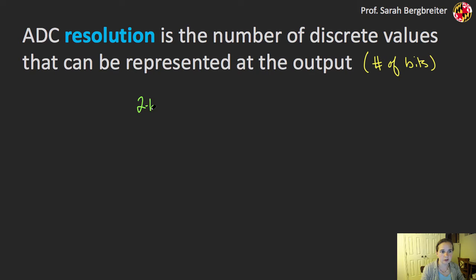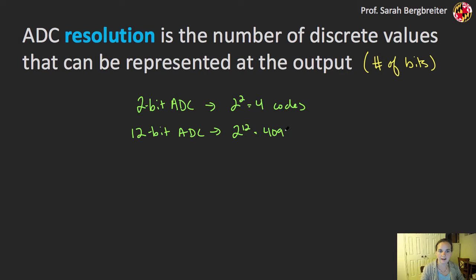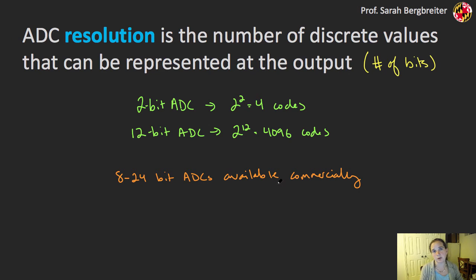So for example, a 2-bit ADC would have 2 to the 2 or 4 output codes. And similarly, a 12-bit ADC would have 2 to the 12 or 4096 output codes. So the resolution of these two ADCs would be 2-bit and 12-bit respectively. Ultimately, the resolution is going to depend very heavily on the type of ADC, the actual kind of internal workings of that ADC. But typically, you're going to be looking at 8 to 24-bit ADCs available commercially.